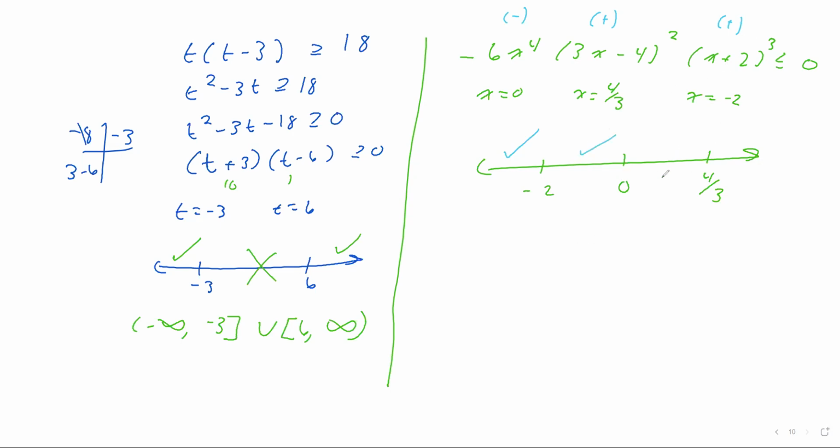And then we're going to choose between 0 and 4/3. So just choose 1. So if I put 1, it's going to be negative. It's always going to be positive. 1 plus 2 is positive. Cubed is positive. So that's actually going to work as well. Choose something greater than 4/3, like 2. So that actually worked out. All right, if I choose 2, whatever this is going to end up being negative.